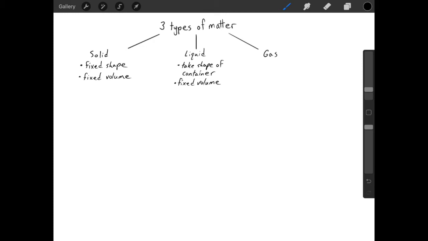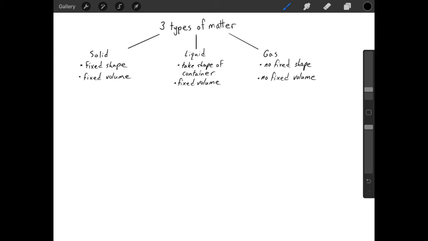The final type of matter, gases, have no fixed shape and no fixed volume. Gases behave very differently to solids and liquids. You can have a gas in a closed container and it will expand to fill the entire container. And if you make the container bigger or smaller, the gas will expand or contract to keep the same volume as the container. And you can change the shape of the container. The gas will change shape to match the container as well.